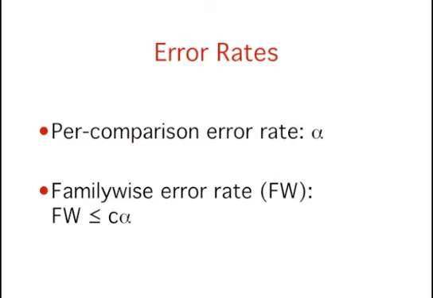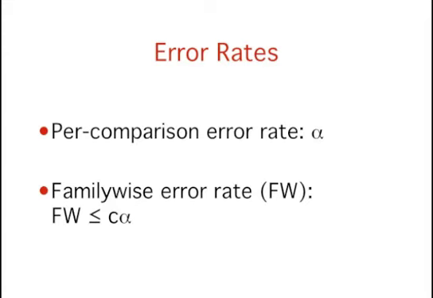The more comparisons you make, the greater your chance of a type 1 error. It is useful to distinguish between two error rates: 1, the per-comparison error rate, and 2, the family-wise error rate. The per-comparison error rate is the probability of a type 1 error for a particular comparison. The family-wise error rate is the probability of making one or more type 1 errors in a family or set of comparisons.